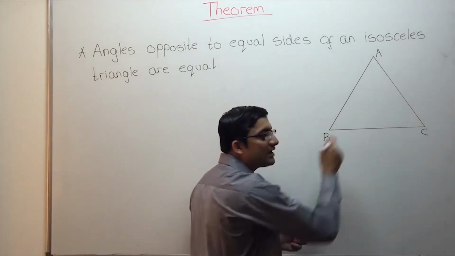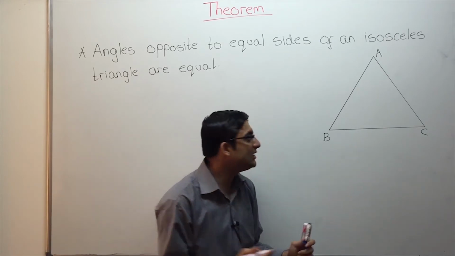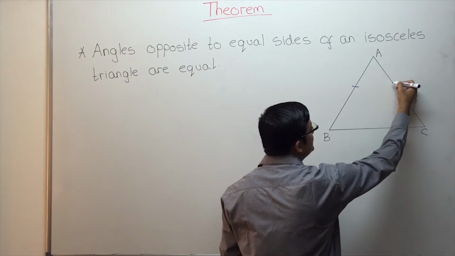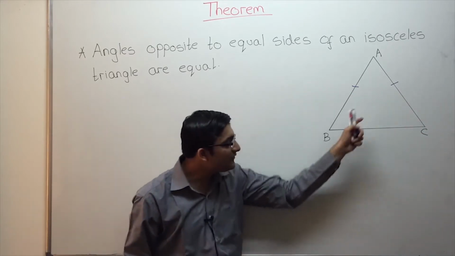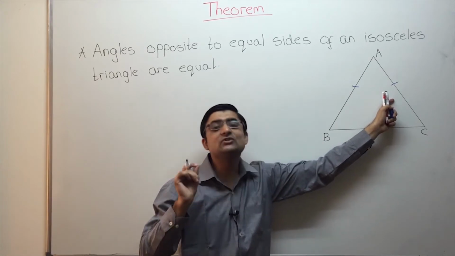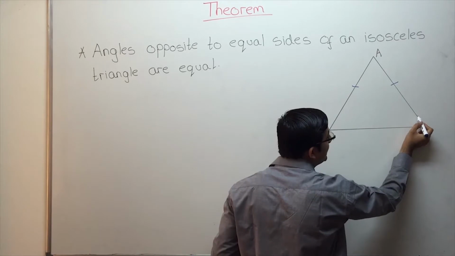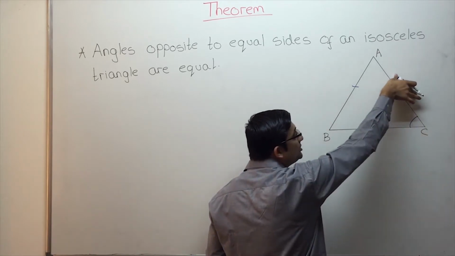See, here I've taken a triangle ABC. What is an isosceles triangle? A triangle in which two sides are equal. So let us say AB is equal to AC. So whenever you have a triangle in which two sides are equal, then the angles opposite to these sides are also equal. So what is the angle opposite to side AB? Angle C. What is the angle opposite to AC?